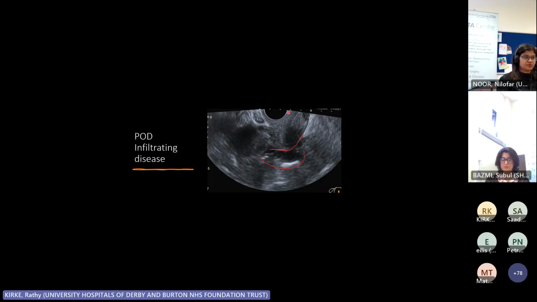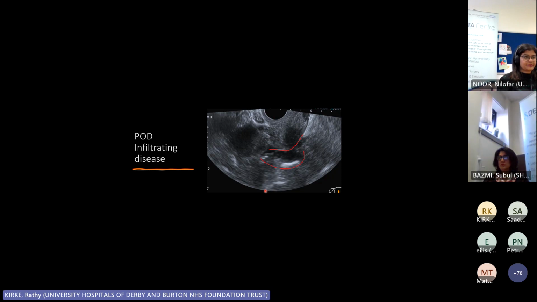So in the pouch of Douglas, when you get the probe into the vaginal area, this is what I always tend to look for. Is there a nice, bright, fatty space between the posterior uterus and the sigmoid, or have you got dark tissue which just stops the uterus from sliding with the sigmoid? Now that gives you an idea that there is pouch of Douglas disease and it's infiltrating.